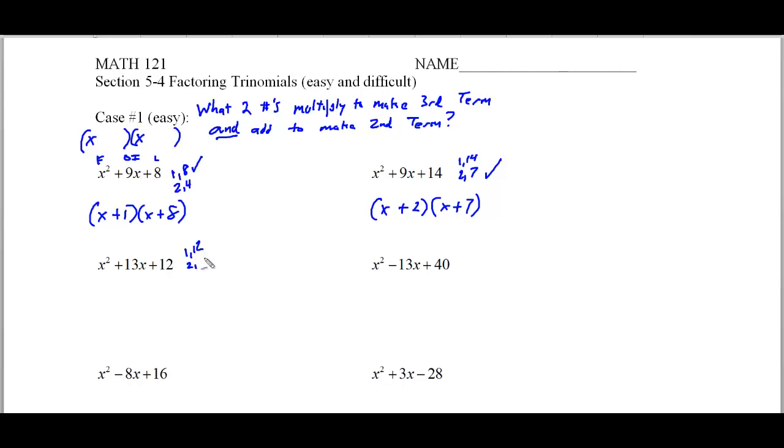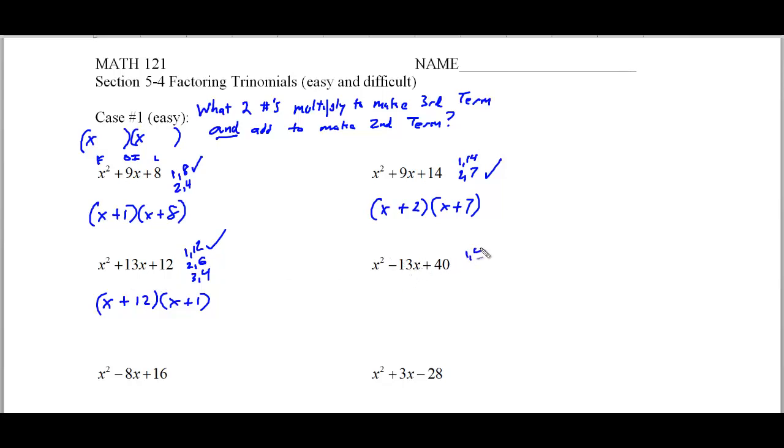You can divide 12. You've got 3 different combinations, and since 12 is positive, we only have to think about the positive ones. So here I have x plus 12 and then x plus 1, because that's the combination that makes 13. Now, with a negative in the middle term, things get a little bit trickier, but let's first of all list all the factors of 40.